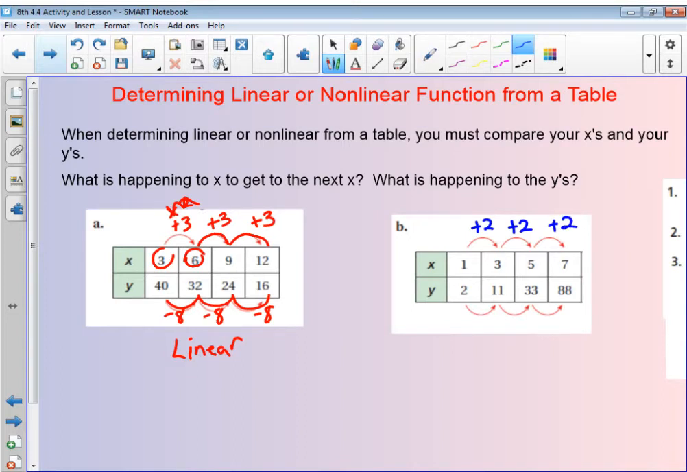But once again, in order for this to be showing a linear function or a linear pattern, we must also have a pattern that is happening between our y's. So let's see, the first set we've got from 2 to 11, it looks like we're adding 9. From 11 to 33, we're adding 22. From 33 to 88, it looks like we're adding what, 55. So we do not have the same pattern happening in our y's. So this would now be a non-linear pattern.